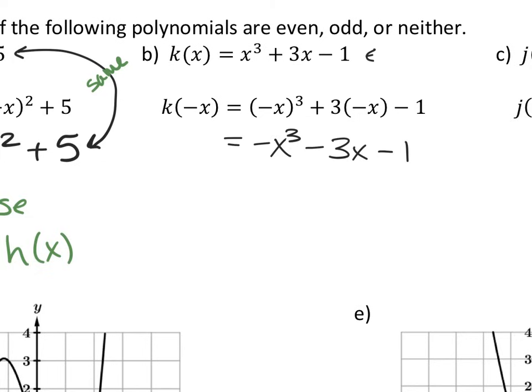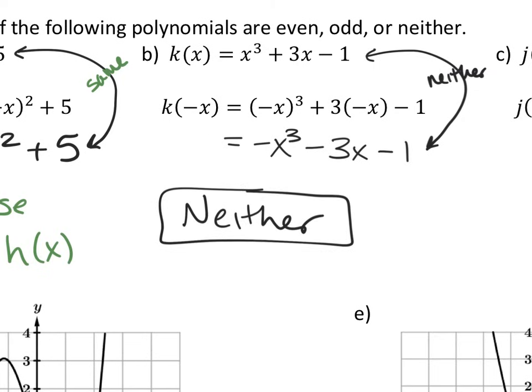When I compare this to this, is it the exact same? Is it the exact opposite? No. It is not the exact opposite because the first two, the sign changed, but did the last term, the negative 1, did the sign change? No, so this is neither, because it's not the exact opposite and it's not the exact same. So this is neither even nor odd. Most functions are not even or odd. They have to be very specific to have the property of even or odd.